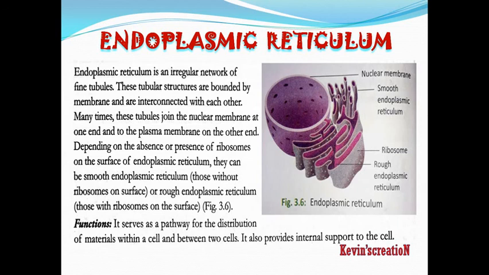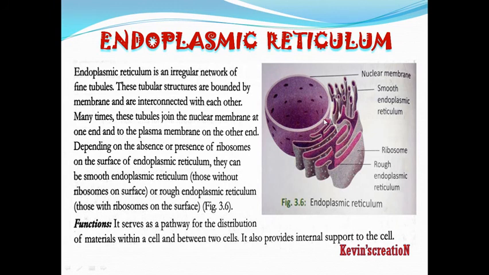So if you open your book, page number 46, you can see this endoplasmic reticulum. Endoplasmic reticulum is an irregular network of fine tubules. Here you can see the network of tubules, the tubes are there. Okay, this is nucleus and this is the nuclear membrane. So just along with nucleus you will have endoplasmic reticulum. You can see it is touching the nucleus. It is connected with the nuclear membrane.